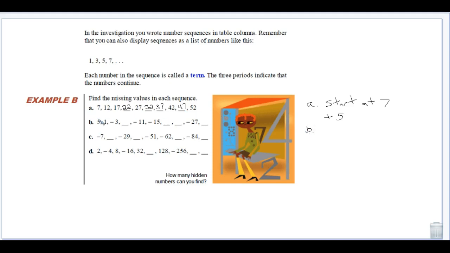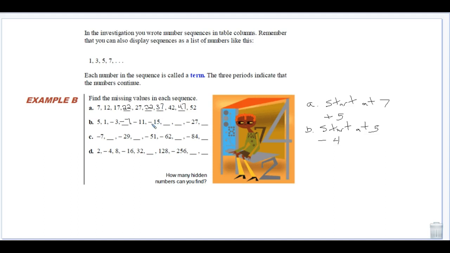And then part B: 5, 1, negative 3. It's going down, so I either need to say it's subtracting or probably dividing. But let's see. If I go 5 to 1, that's minus 4. 1 minus 4 is negative 3. So I know for part B, I'm going to start at 5 and I'm going to subtract 4. That seems to work. 5 minus 4, so negative 3 minus 4 is negative 7. And negative 7 minus 4 is negative 11. Negative 11 minus 4 is negative 15.